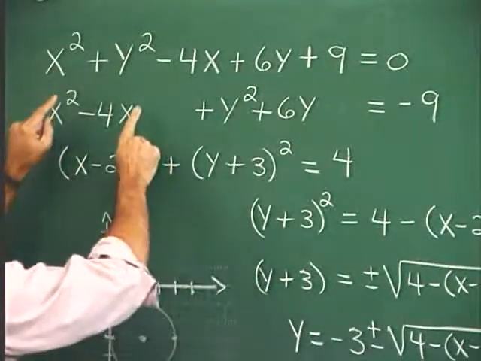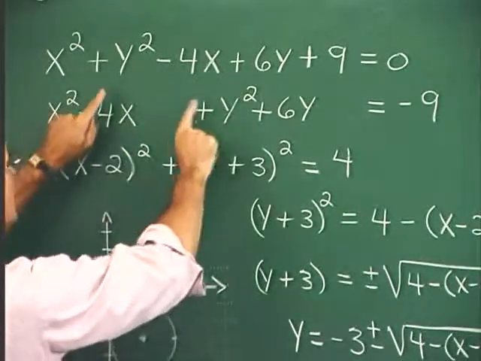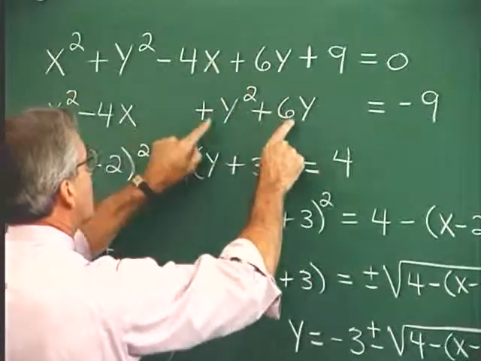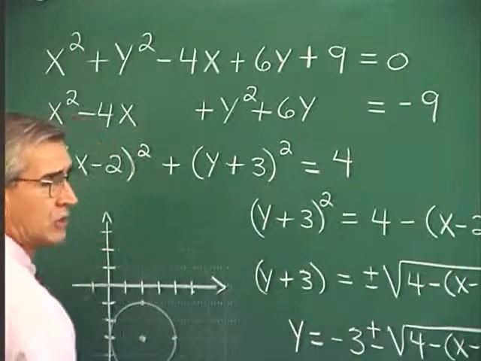Okay, so we would rewrite as x squared minus 4x. Put the x terms near one another, then leave a little space, put the y terms near one another, take the constant, kick it to the other side. We're setting ourselves up to complete the square.